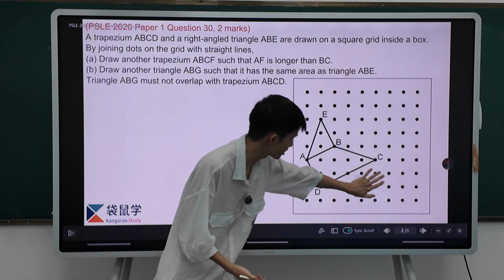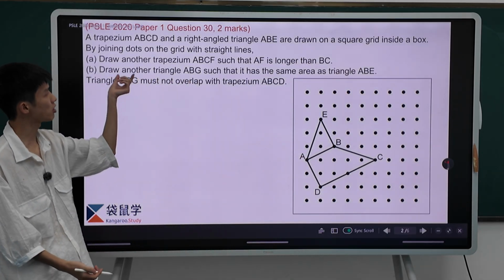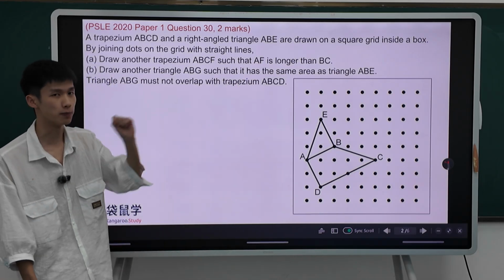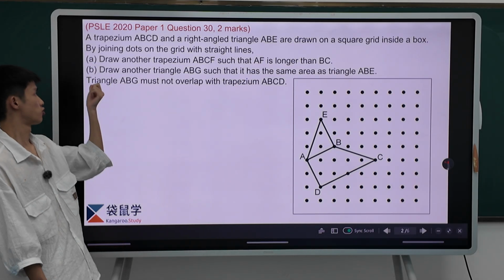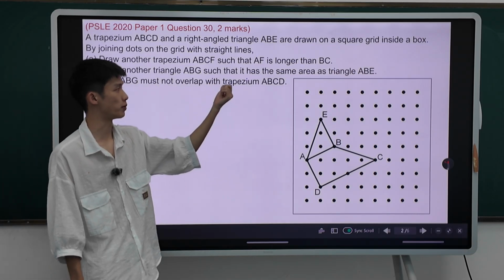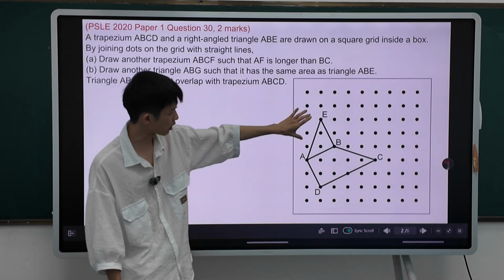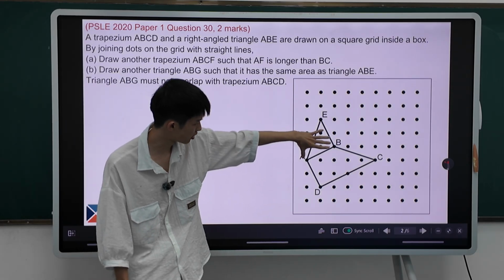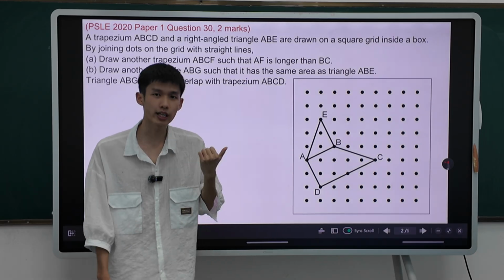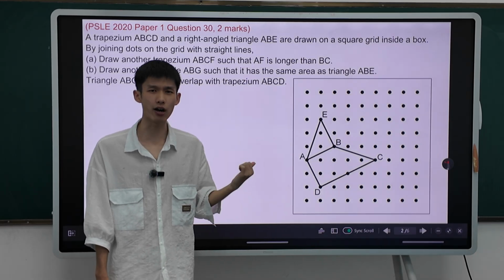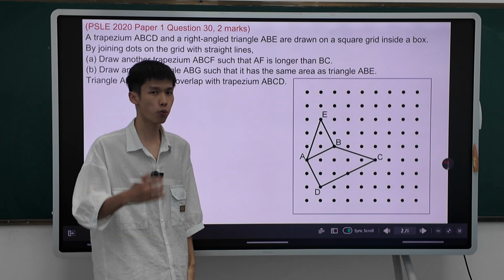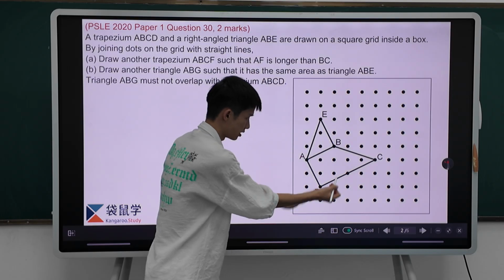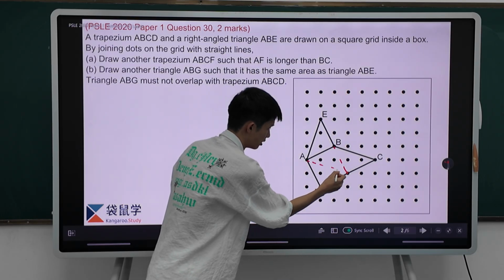Another challenge is that the second part asks us to draw another triangle ABG such that it has the same area as triangle ABE, but triangle ABG must not overlap with the trapezium ABCD. So we have triangle ABE. Then we need to find a G point that shares the points of AB. But where can the possible G point be so that it has the same area? One way is if I reverse it and put it back over here. Does it work?